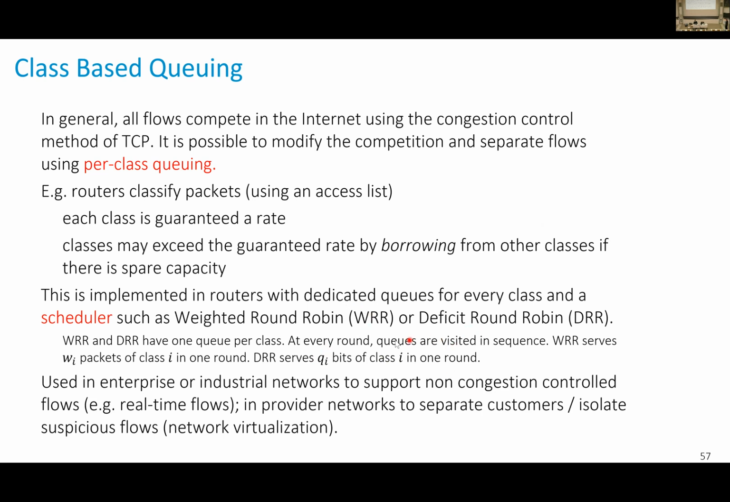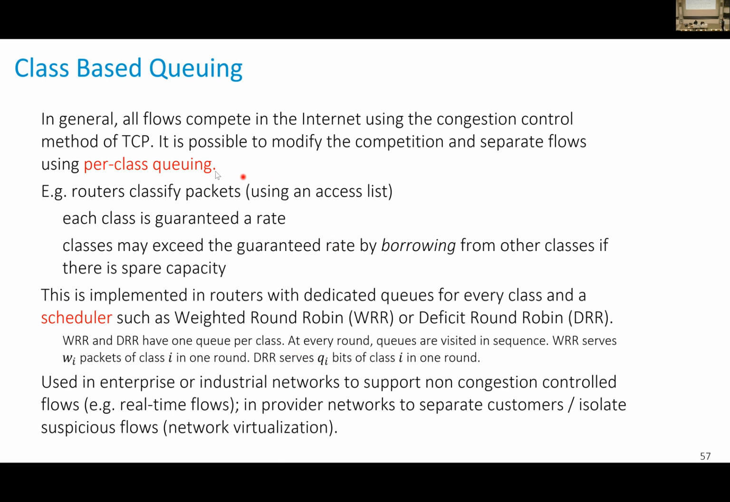There's years of evidence of that. This is used in data centers to separate flows, and also sometimes to isolate suspicious flows, or for network virtualization by allocating a rate to one class. We can separate these.